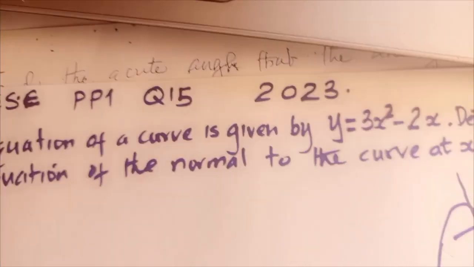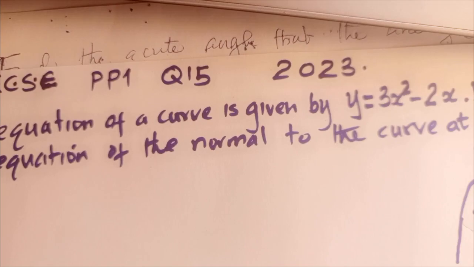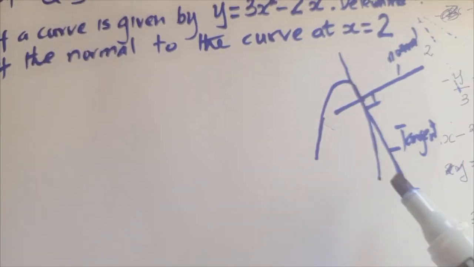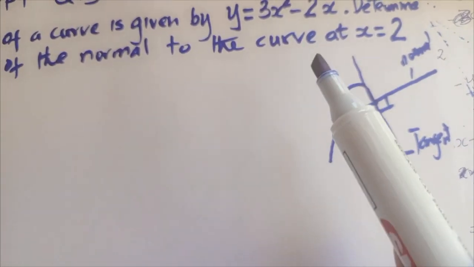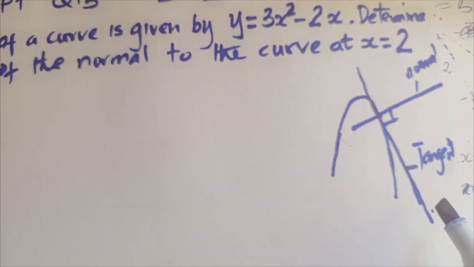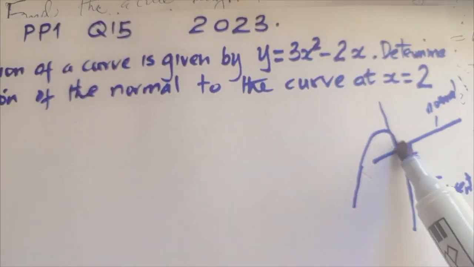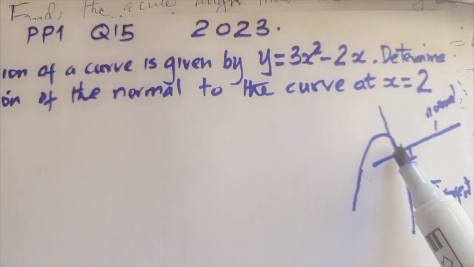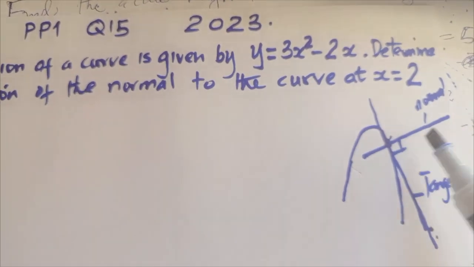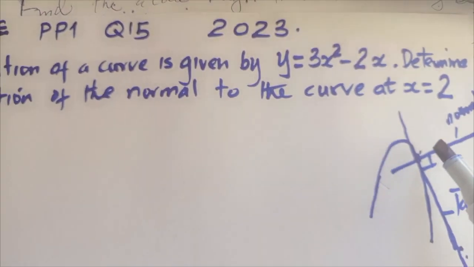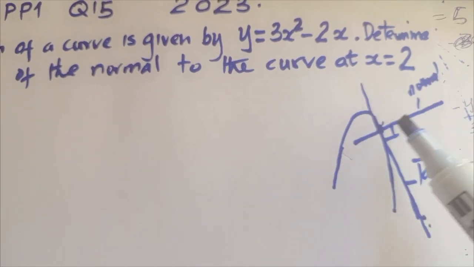Now what this means, when we are asked for a normal to a curve, a normal to a curve is a line perpendicular to the tangent to the curve at a given point. For instance, like what we have in this diagram, if this is our curve, then this line that touches the curve, this is what we call the tangent. It touches the curve at this point. So if at the same point we draw a perpendicular line to that tangent, that perpendicular line is what we are referring to as the normal.